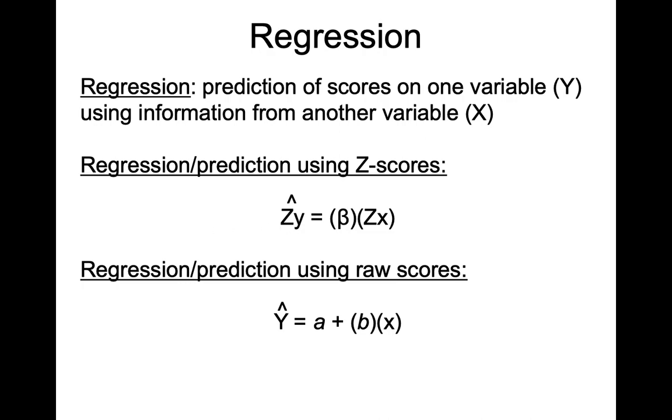We can also predict scores using the original metric, otherwise known as raw scores. So in doing that, we're going to multiply a person's score on x by an unstandardized regression coefficient, but then we're also going to add in a regression constant, or A. So in this equation, a person's predicted score on y is the regression constant plus their score on x multiplied by the unstandardized regression coefficient.